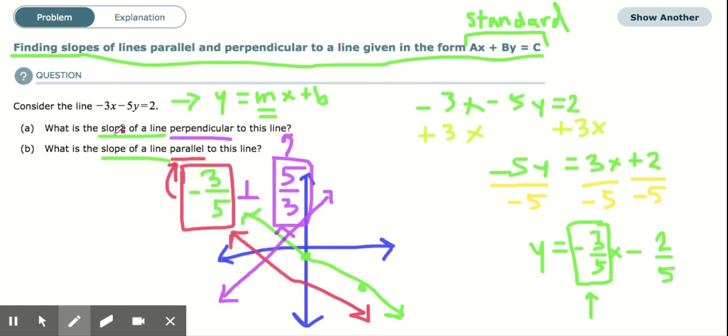So our answers, what is the slope of a line perpendicular to this line? It's 5/3. And what is the slope of a line parallel to this line? It's negative 3/5.